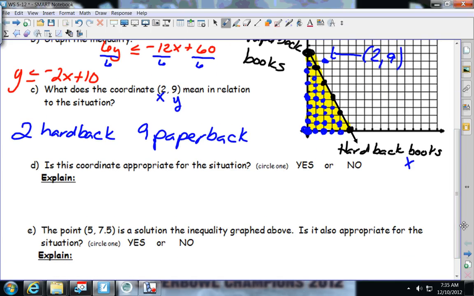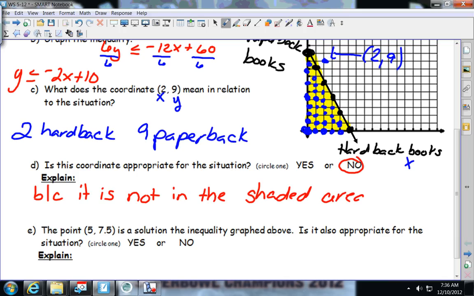It says, is this coordinate appropriate for the situation? No. Why? Because it is not in the shaded area. Is the 0.5 and 7.5 a solution? No. Now the 7.5 is the Y. The Y is the paperback. Because you can't have half of a book.